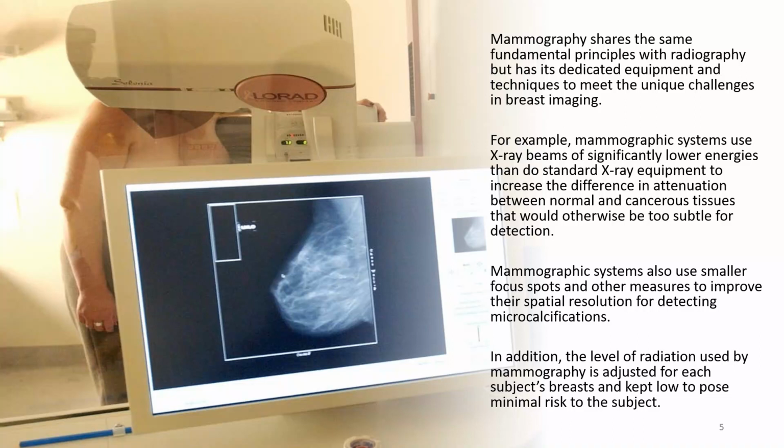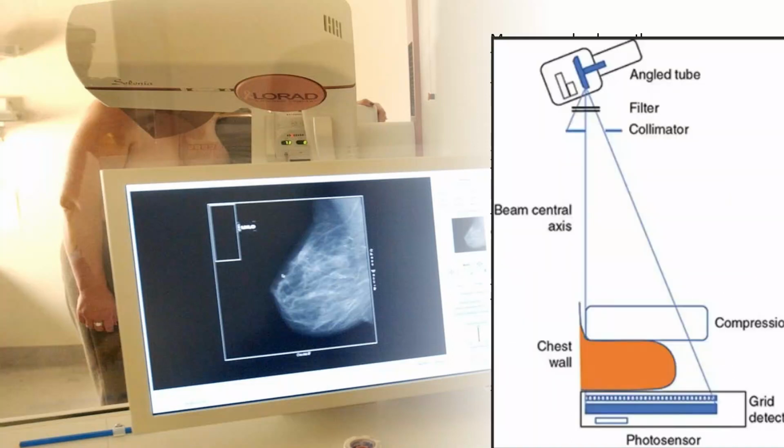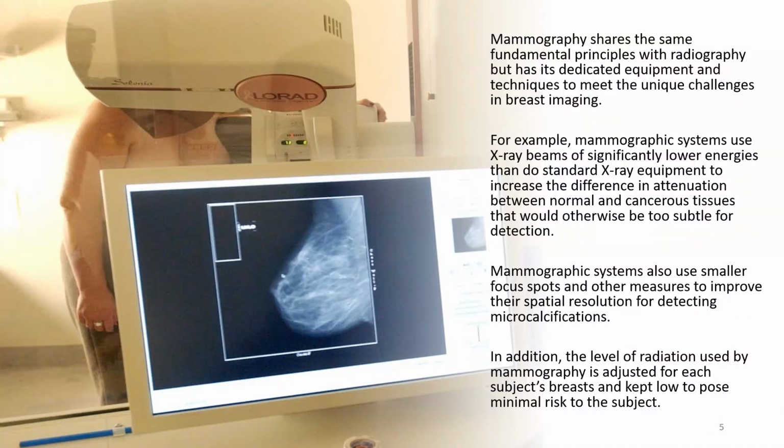For example, mammographic systems use X-ray beams of significantly lower energy than do standard X-ray equipment. These low energy or low keV beams have a kilovolt peak, or optimum penetration, of between 20 and 35 kVp. This low energy allows an increase in difference in attenuation between normal and cancerous tissues and other pathology that would otherwise be too subtle for detection.